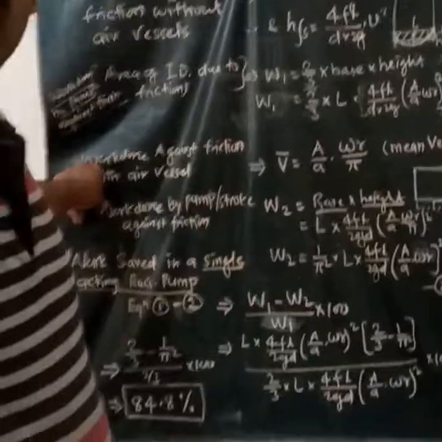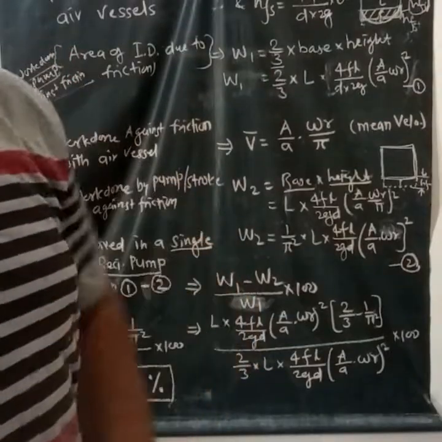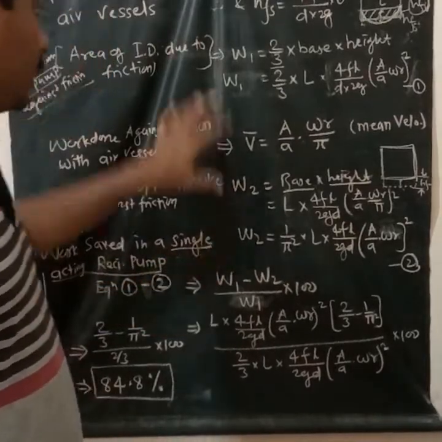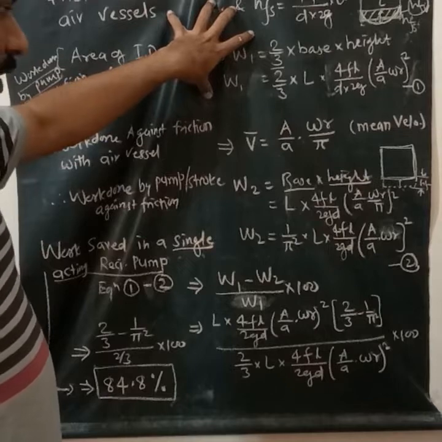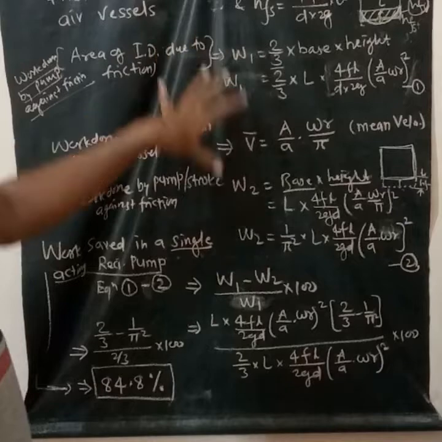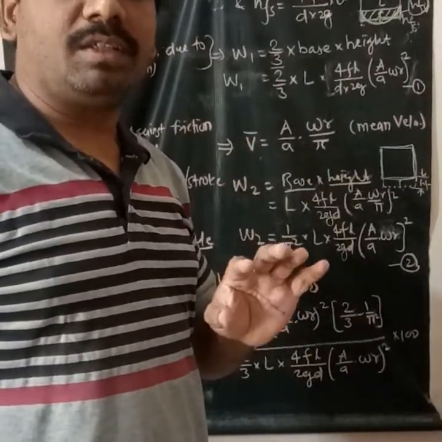We have to find out the work saved in a single acting reciprocating pump. So for finding the work saved, this is the work that is required. Whenever there is friction and whenever there is no friction, this kind of work is there. So we have to find out the percentage of the work saved in case of a single acting reciprocating pump.